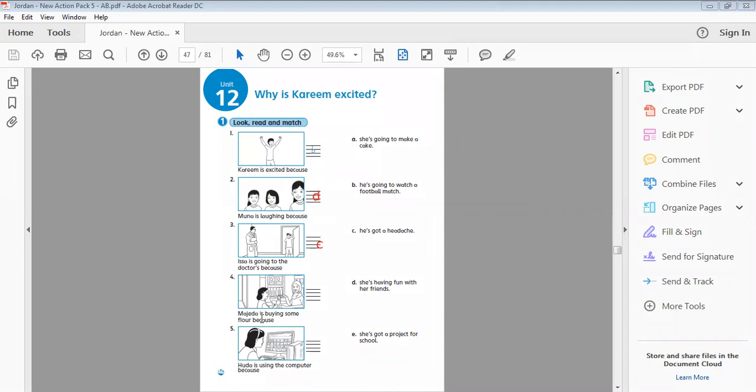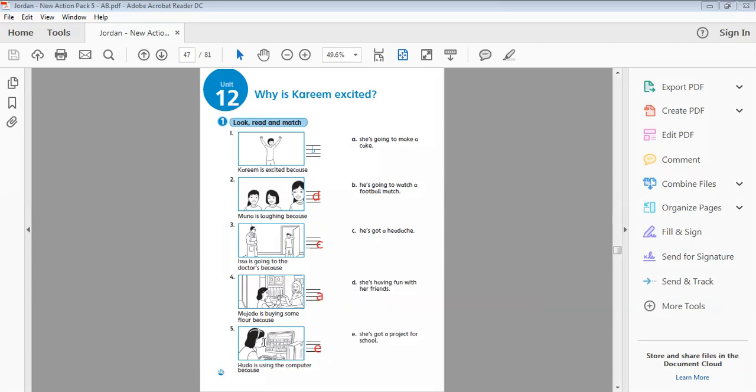4. Majida is buying some flour because A, she's going to make a cake. So you have to write here A. 5. Huda is using the computer because E, she's got a project for school. So you have to write here E.